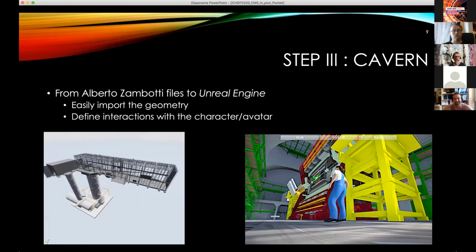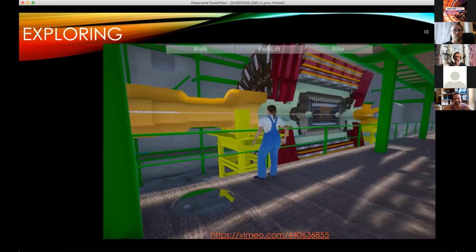And step 3, the cavern. For Alberto Zambotti files, we took them. They were easy to import and to give drawings looking like the one on the left. However, you have also to apply texture in some place and to also apply interaction between the scaffoldings, for example, and the character. Does the character go through the scaffolding, or is it blocked by the scaffolding? All these have to be defined. So we did it, and you can see what it makes.